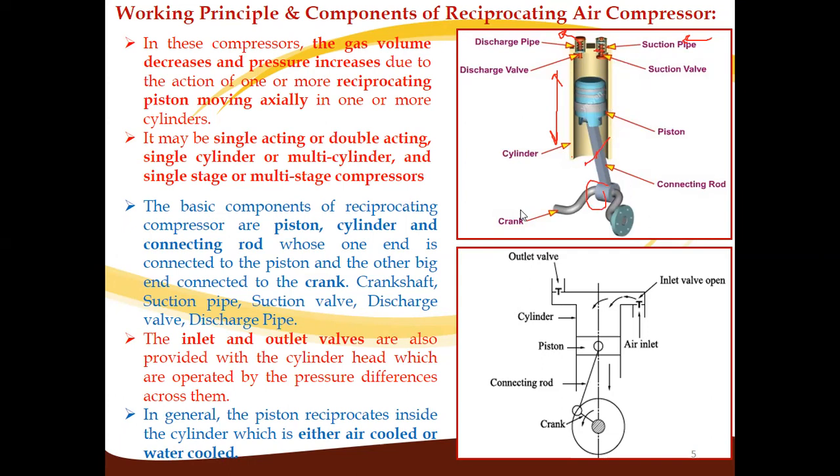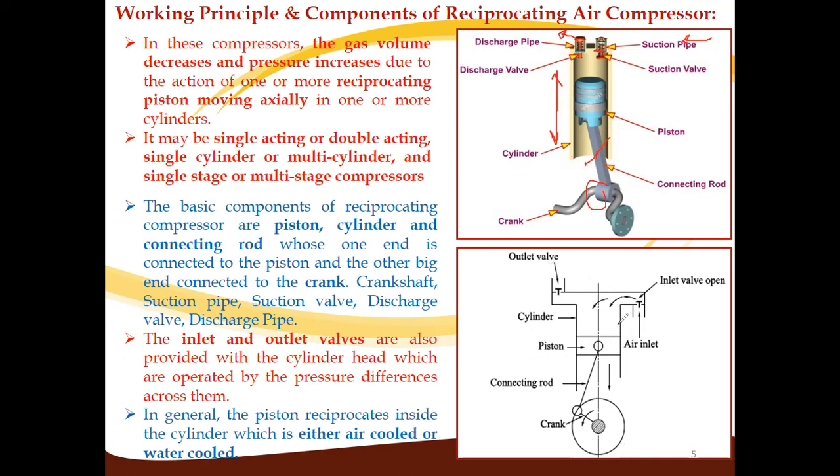So the diagram for a reciprocating type of air compressor is shown in this figure. We have a crank that will rotate in this direction, that is in anti-clockwise direction. This is the connecting rod which connects the crank with the piston. Then this is the piston that will move in upward or downward direction.